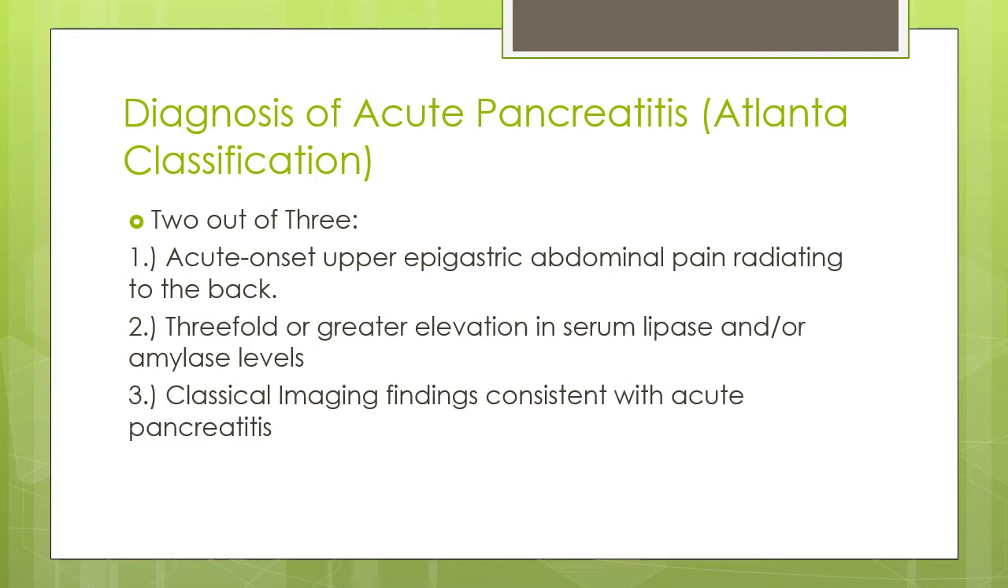The Atlanta classification states that 2 out of 3 of the following will support the diagnosis of acute pancreatitis. Number 1, if you have an acute onset epigastric pain radiating to the back. Number 2, if there is a threefold or greater elevation of your lipase and or your amylase level. And number 3, you have the classical imaging findings in acute pancreatitis.